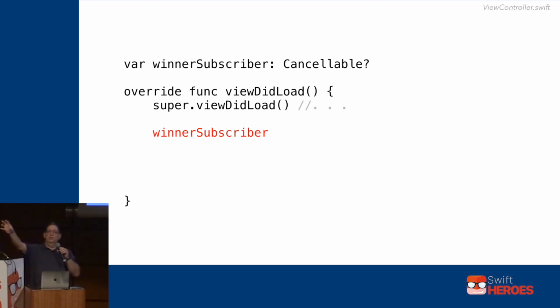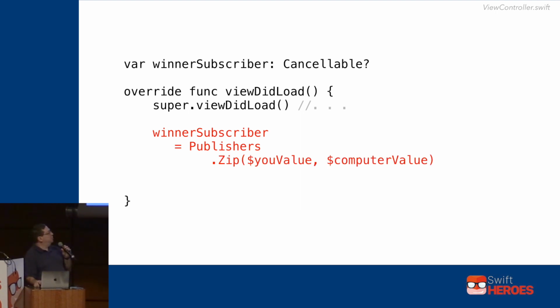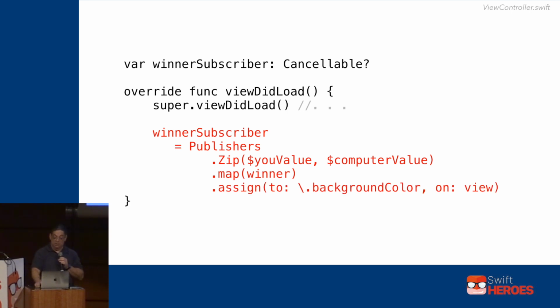And now I got to pull in two things. I got to pull in both publishers. And so I'm going to pull in two publishers, and I'm going to zip them together. And zip works the same way it does for arrays, where I take the first from each and I put them together, and the second from each and I put them together. And so I take these two and I zip the U value and the computer value, and now I've got a tuple. I can pass that tuple into the winner function because it's expecting 2 ints. It returns a color. I take that color and I assign it to the background color. Isn't that the coolest?